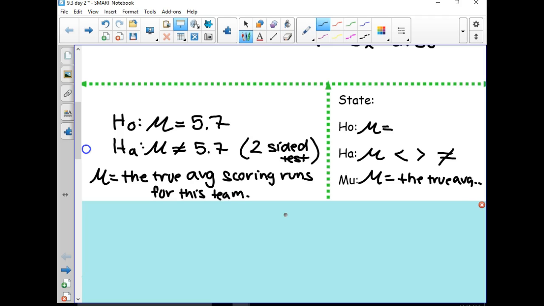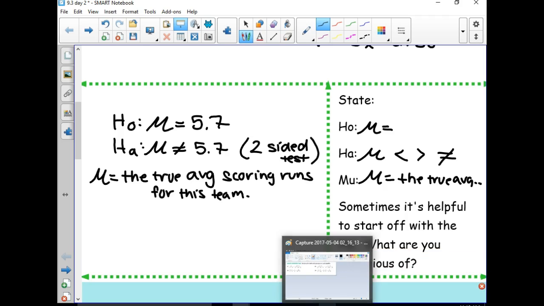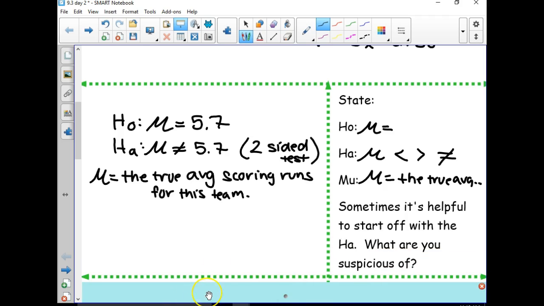All right, sometimes people don't always know how to start these problems. Some people like to start, this is just a suggestion, with the HA. What are we suspicious of? You don't have to start off that way, but that can help, okay? So I'll give you a second there to write down that little helpful hint. If you're curious, like I don't know where to begin, the next one would be what's the claim, okay? What's going on?